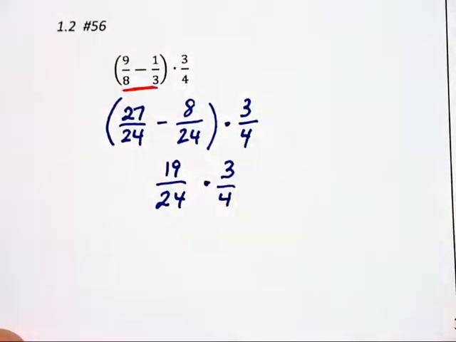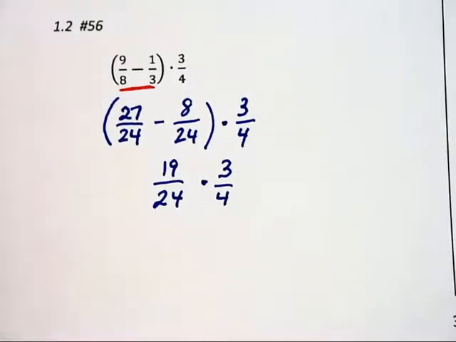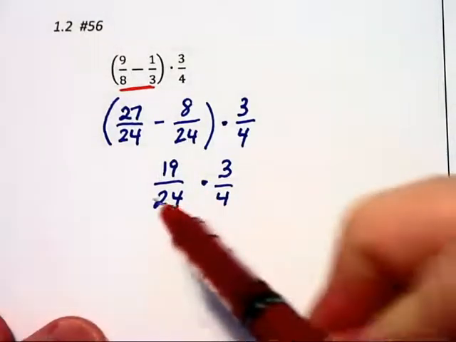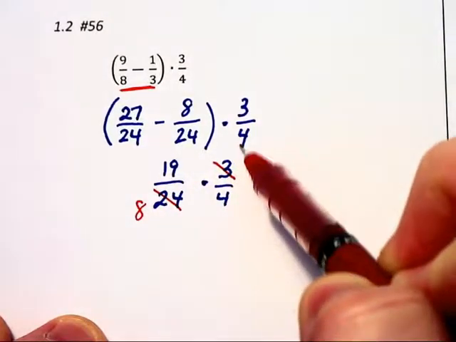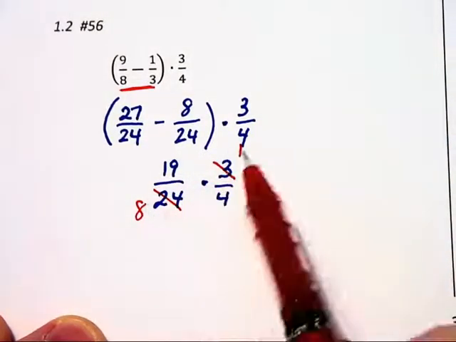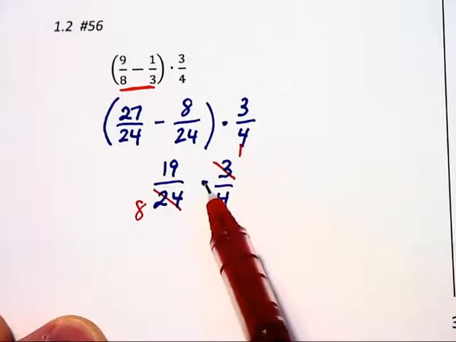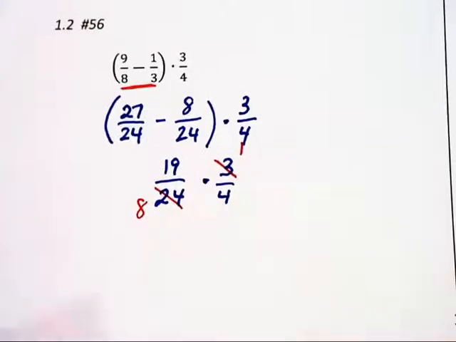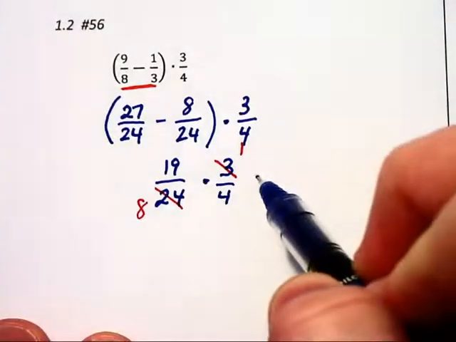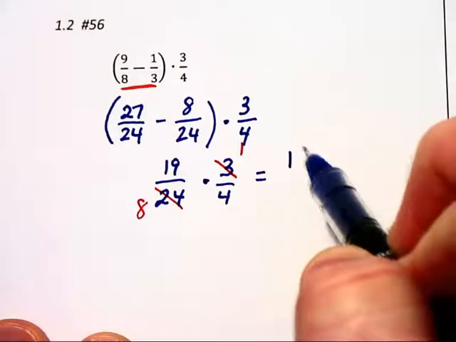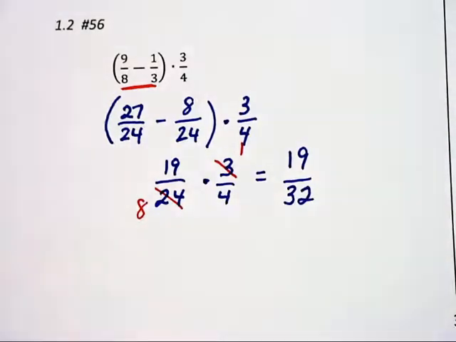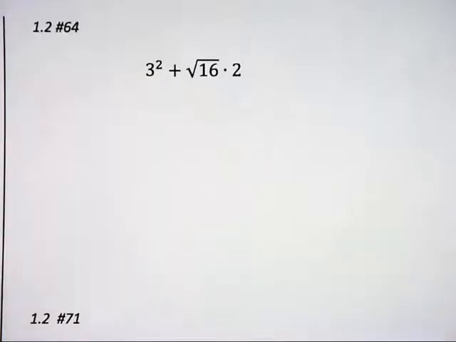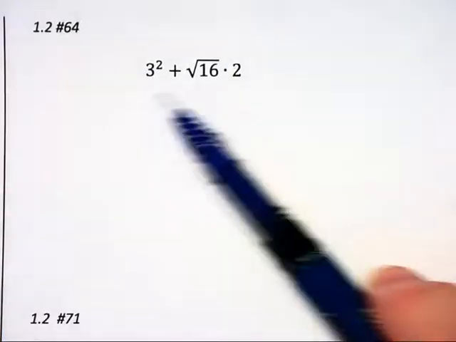out front. Now we could just multiply straight across, but since 3 goes into 24, it is more convenient to cancel on this diagonal. When you're canceling fractions, you can only cancel across a multiplication sign, not addition, subtraction, or division either. So we do this, we multiply across, and we get 19 over 32, which is the simplified value of that expression. Continuing on, we look for parentheses, and we don't see any.